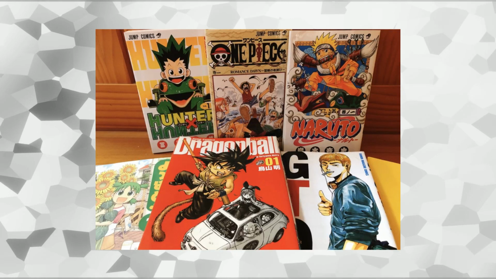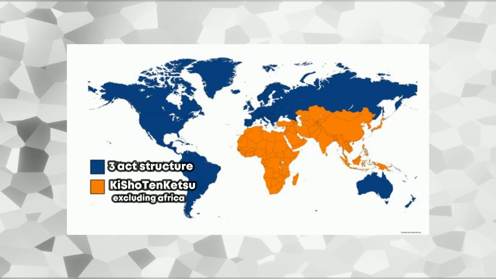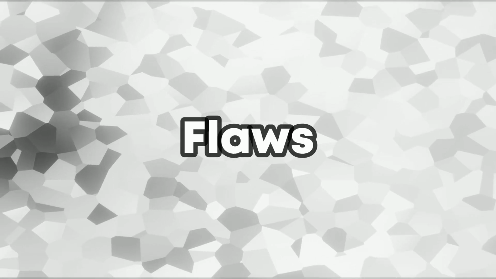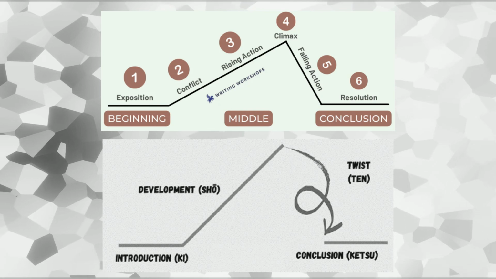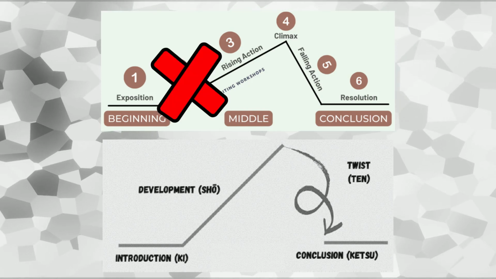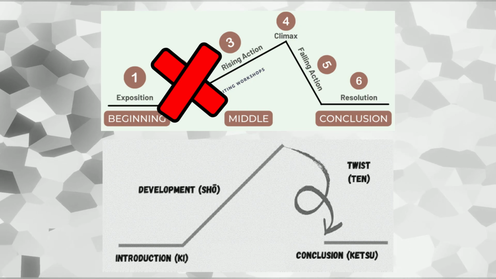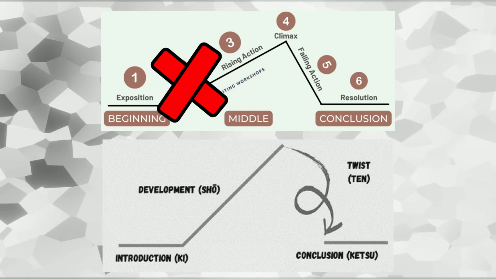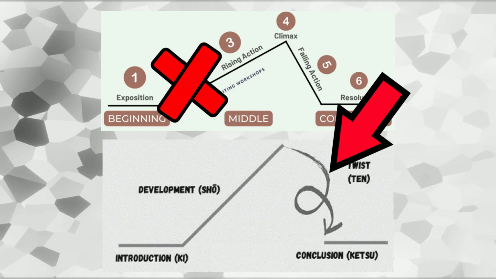This structure is very popular in all of Eastern story media. It's used in manga, anime, Korean dramas, Chinese poetry, literally everything in that part of the world. While this structure is used widely in the East as 3-act structure is used in the West, it still has its flaws. Unlike the 3-act story structure, Sho Ten Ketsu doesn't rely on our protagonist going through conflict as the driving force of our story.